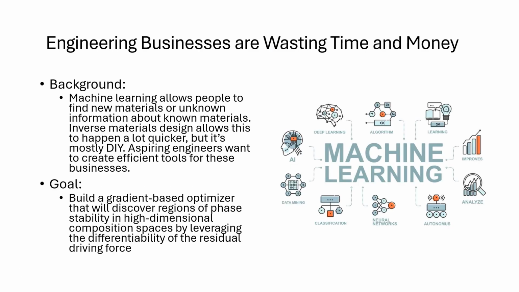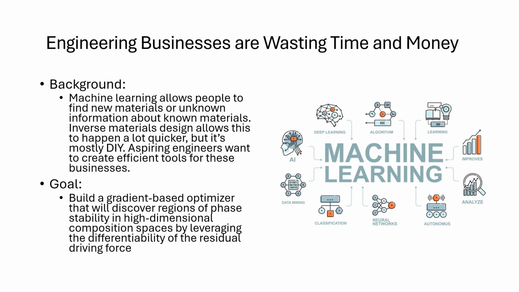My motivation for my project was that engineering businesses are wasting time and money by trying to find these feasible solutions in their high composition spaces. Starting from the background, machine learning allows people to find new materials or unknown information about known materials. Inverse materials design allows this to happen a lot quicker, but it's mostly do it yourself. Aspiring engineers want to create efficient tools for these businesses.